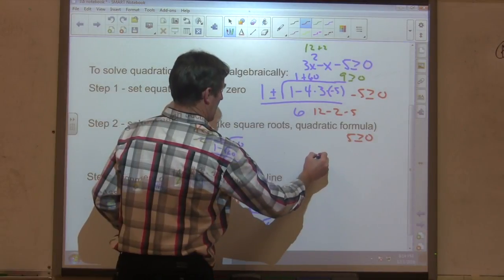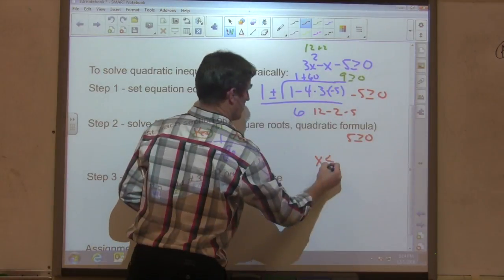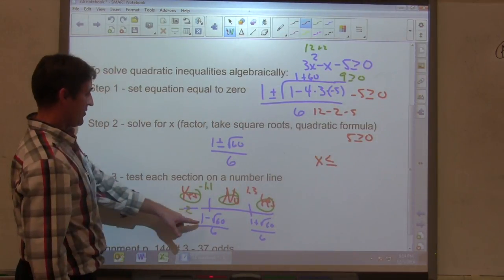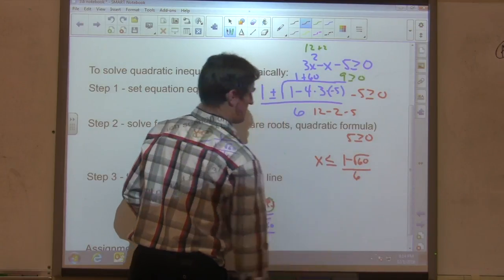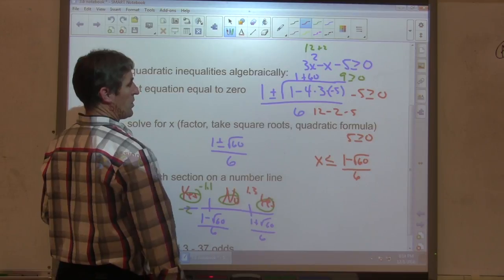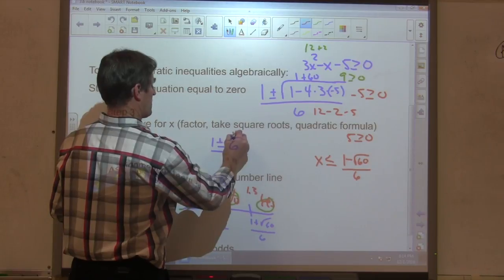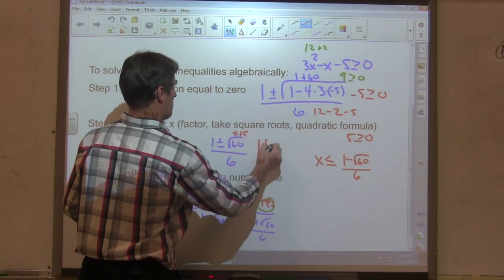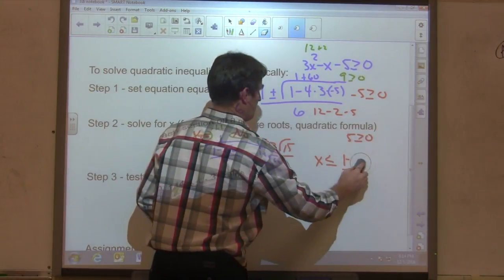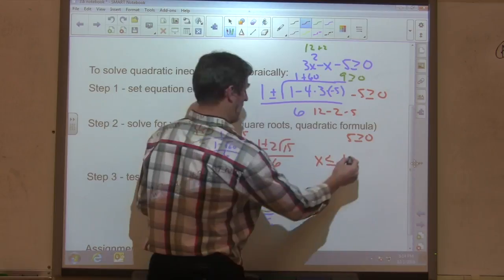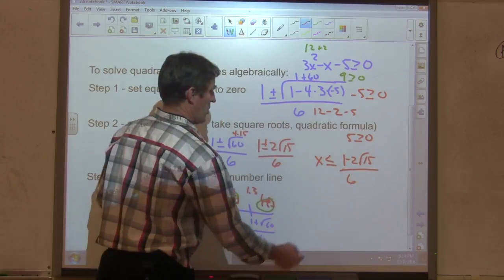So now we know that x is less than or equal to, because of the sign, less than or equal to 1 minus the square root of 60 over 6. We could simplify that. Let's do that. This becomes 4 times 15. So that's 1 plus or minus 2 square root of 15 over 6. So I'm going to go ahead and change that. So 1 minus 2 square root of 15 over 6.